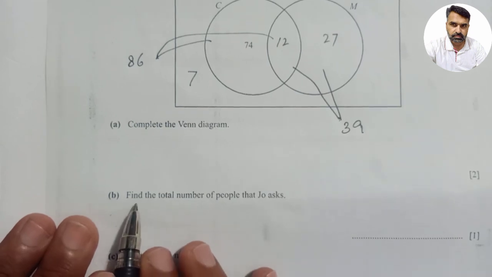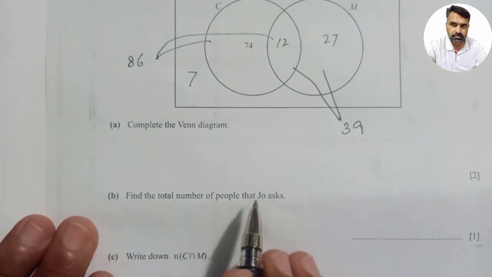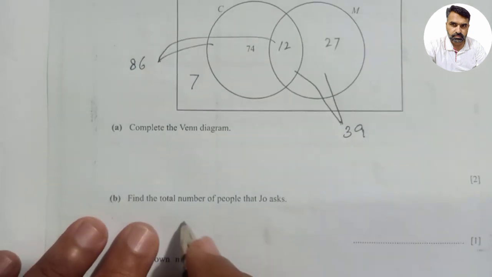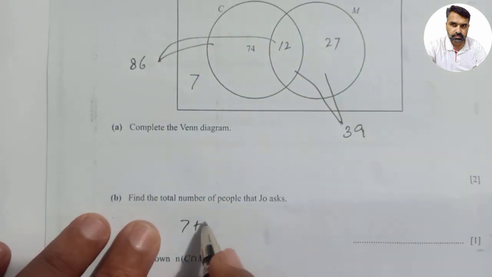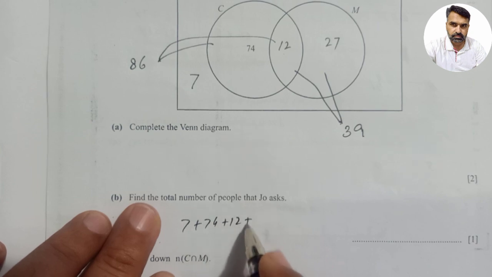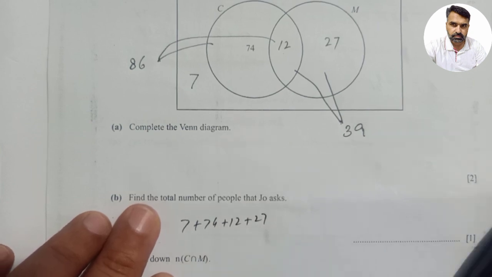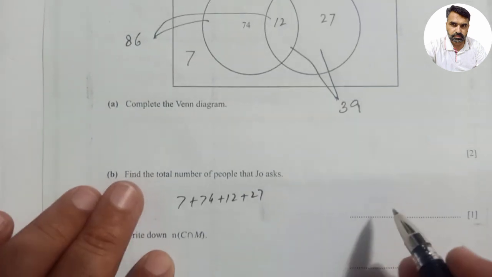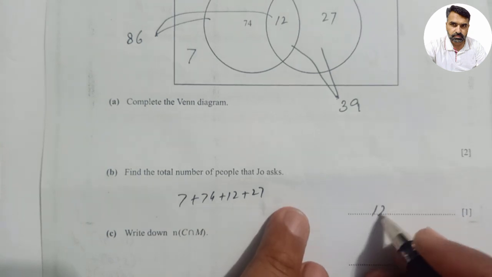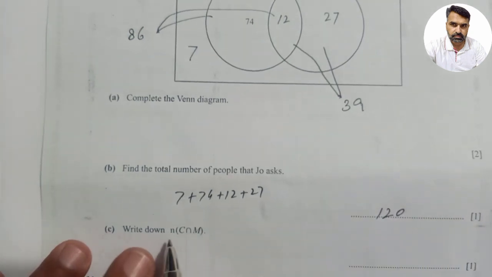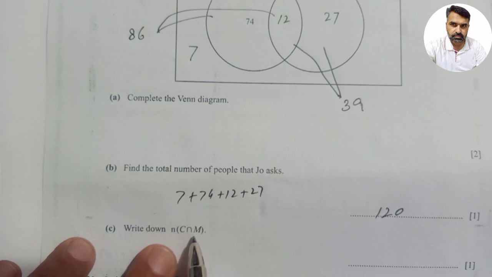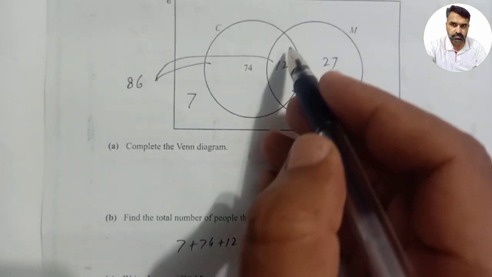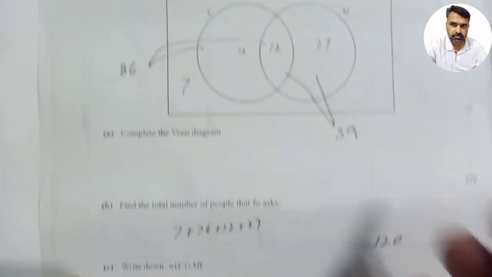In the second part, B part, find the total number of people that Joe asked. So the total number will be 7 plus 74 plus 12 plus 27, and the total people are 120. So the total number of people Joe asked is 120. Write down the number of entries in C intersection M. So the number of elements in C intersection M is 12.